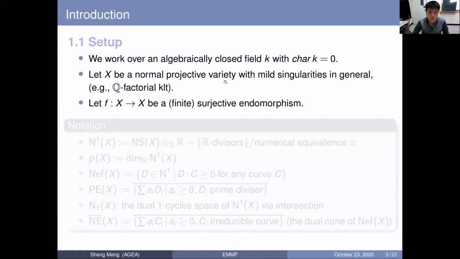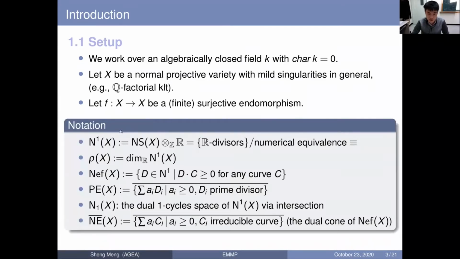A normal projective variety with mild singularities, in general, for example, the Q-factorial and the KLT singularities. And we also consider a finite surjective endomorphism F. We also frequently use the following notation in case of any confusion.